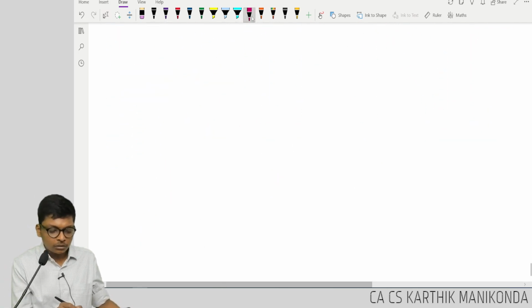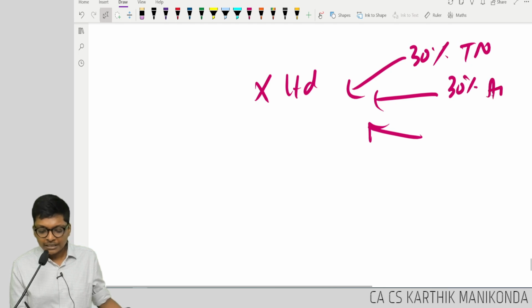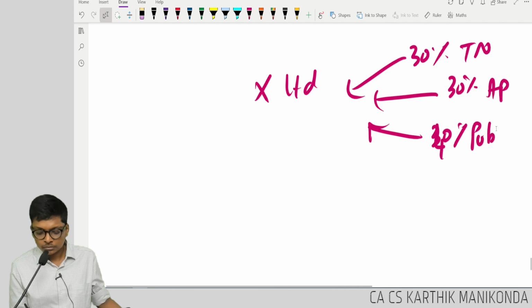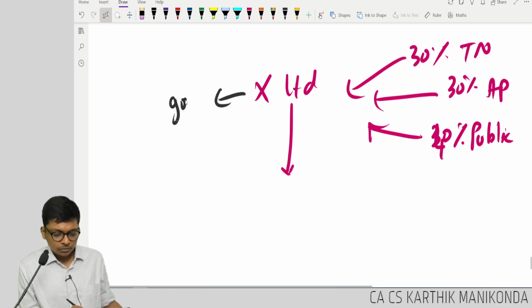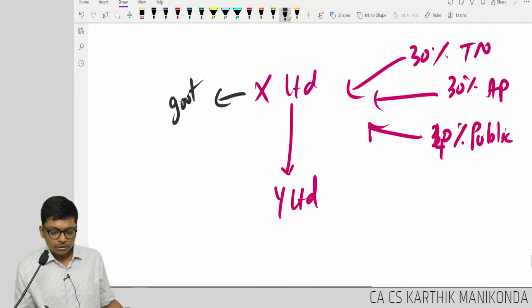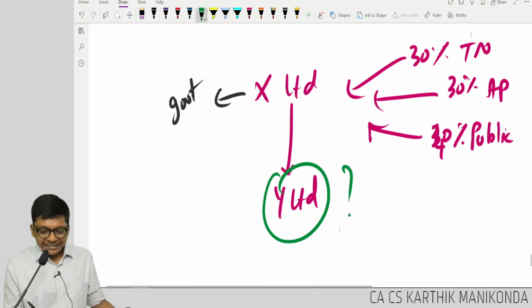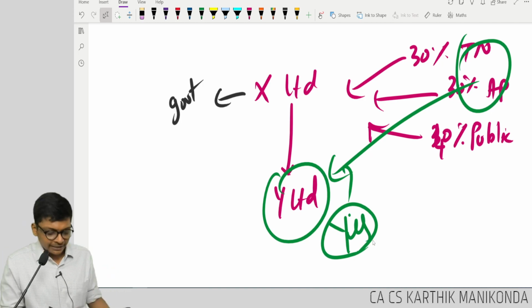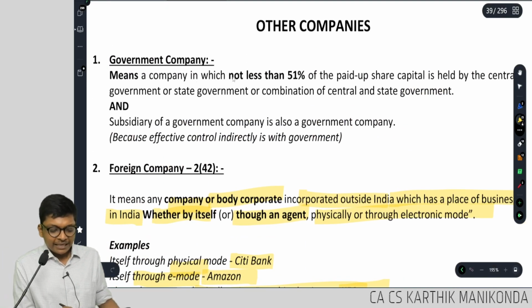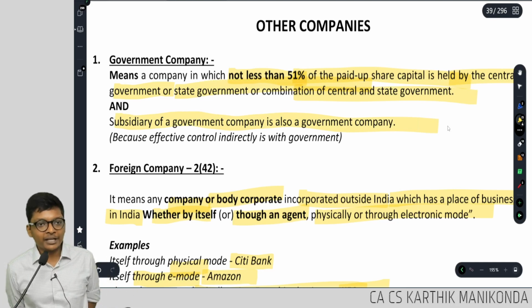I'll again redraw the chart if you want. X Limited: 30% Tamil Nadu government, 30% AP government, 40% public. Are you following, guys? This is a government company. This is a subsidiary of X Limited. So is this a government company? Yes, because indirectly the government only controls. Therefore, it's a government company. Are you following, guys? Clear? So the government company definition is simple. A government company means a company in which not less than 51% of the paid up share capital is held by the central government or state government or a combination of central and state government. And a subsidiary of a government company is also a government company. That's it.